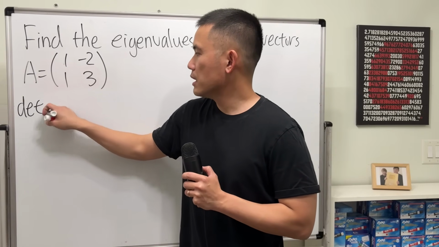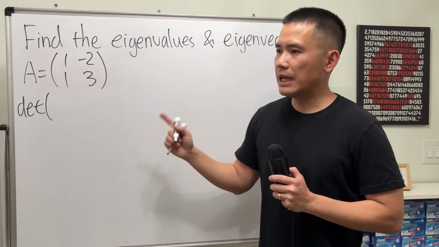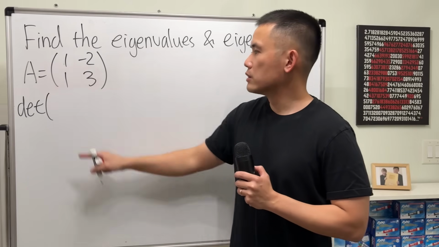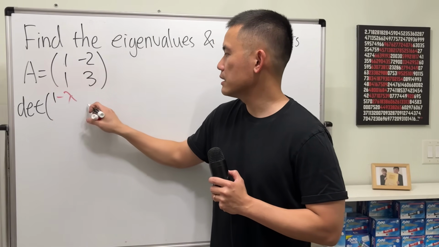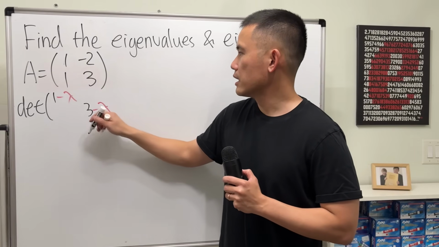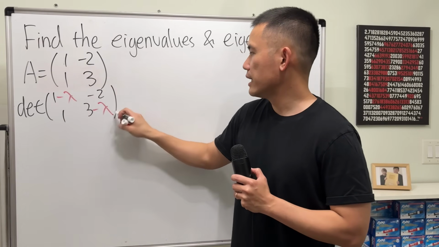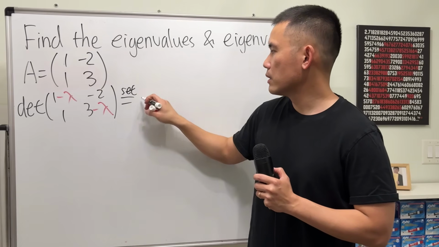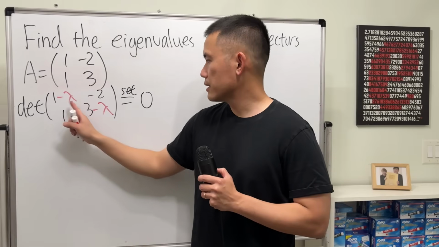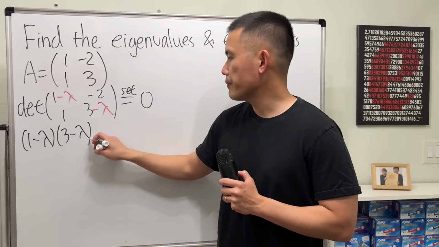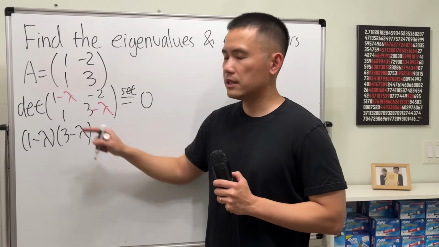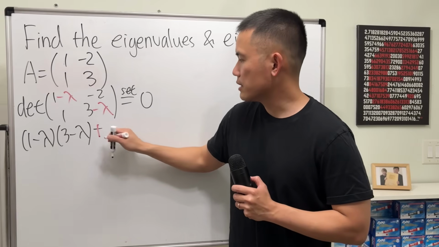We want the determinant of A minus lambda times I is equal to 0. So I just need to go to the diagonal and then subtract lambda from it, and then keep the rest. And then make this equal 0, and then work this out. This times this, we have 1 minus lambda times 3 minus lambda, and then minus this times this, which is negative 2. So that will make this plus 2.